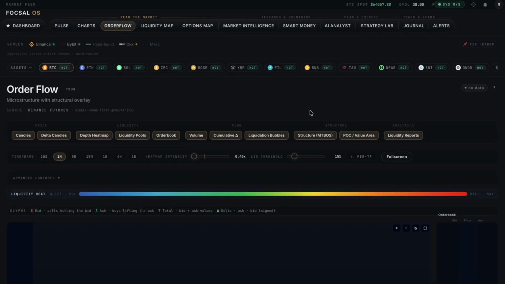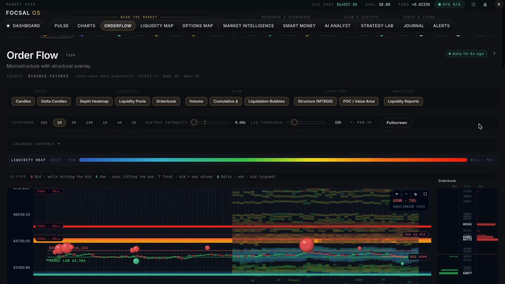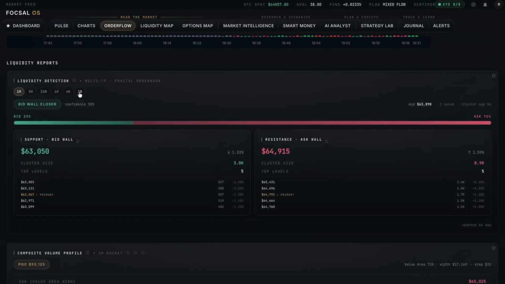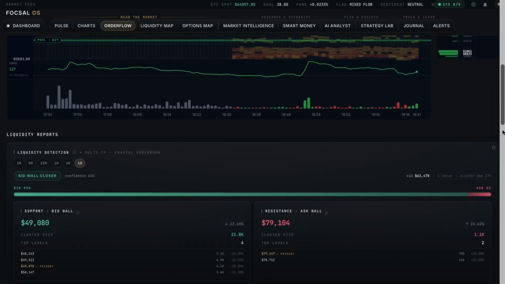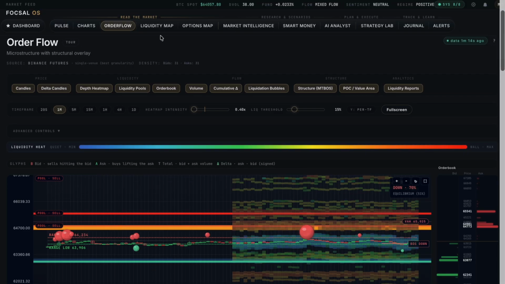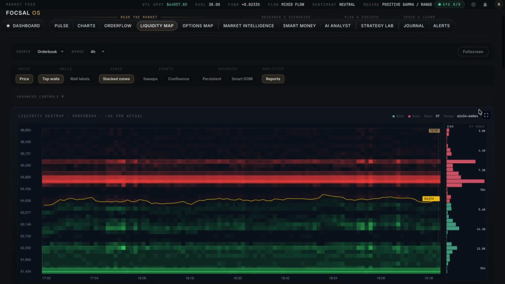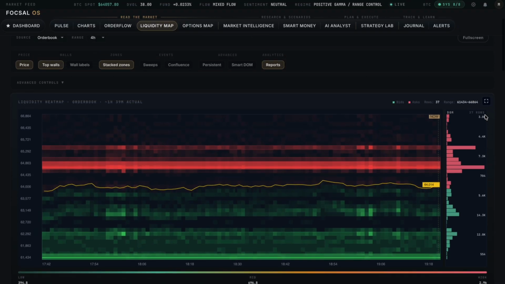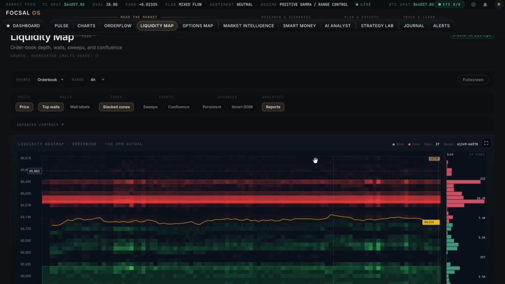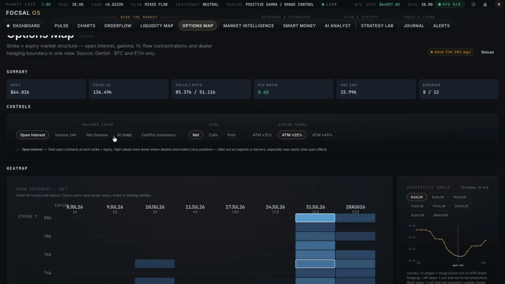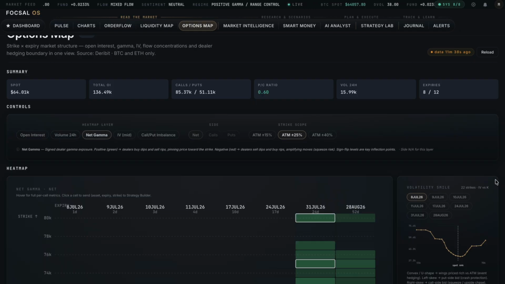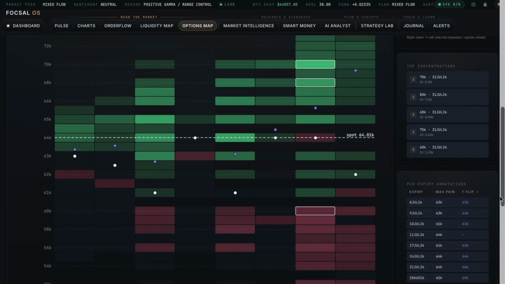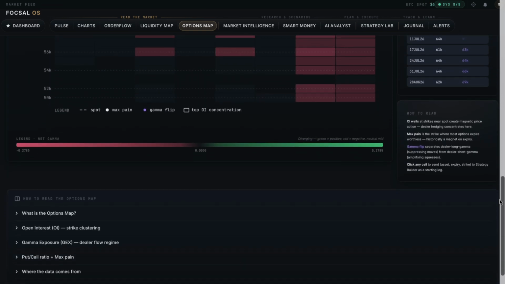Order flow shows what's happening inside a price move. Footprint, aggressive buyers and sellers, points of absorption. A look under the hood of the candle. Liquidity map is a map of liquidity. You see where orders are stacked, where the clusters and walls are, where price can accelerate or stall. Options map is a map of the options market. A gamma heat map, GEX levels, max pain, where dealers hold the most exposure and how that shapes price behavior.